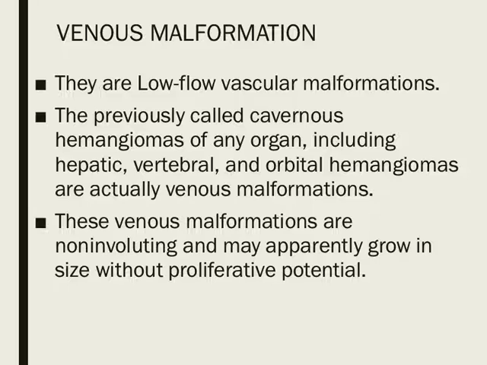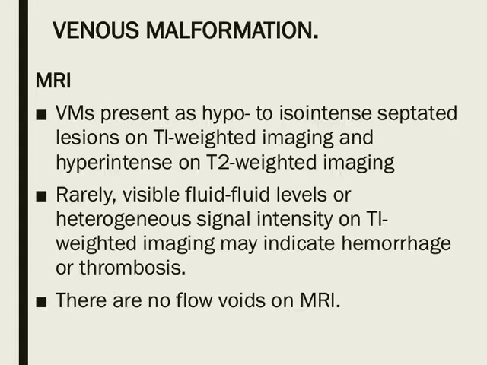So we look at venous malformations, and so that one is more of a low flow. And then to differentiate, the previously called cavernous hemangiomas of any organ, according to the current classification, are all venous malformations. So you have hepatic, vertebral, orbital venous malformations. These venous malformations are non-evolving and may apparently grow in size without proliferative potential.